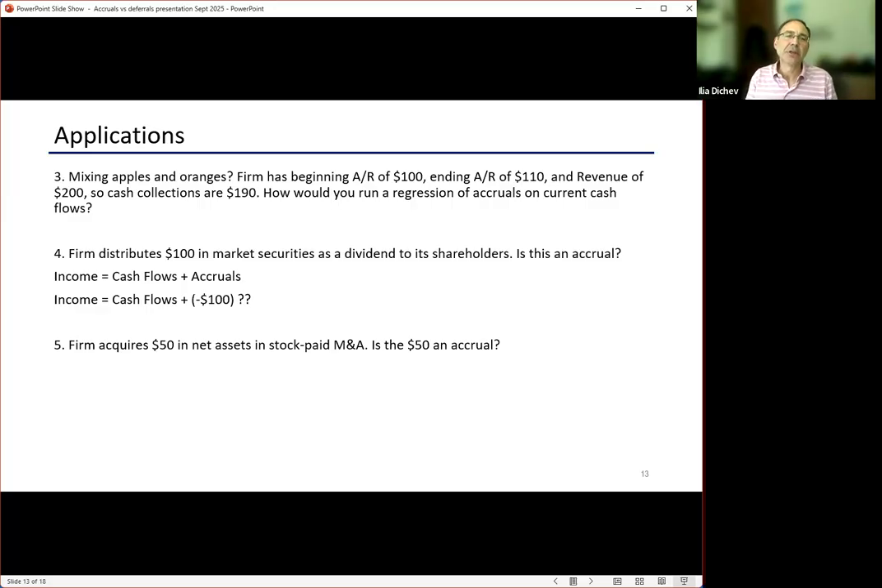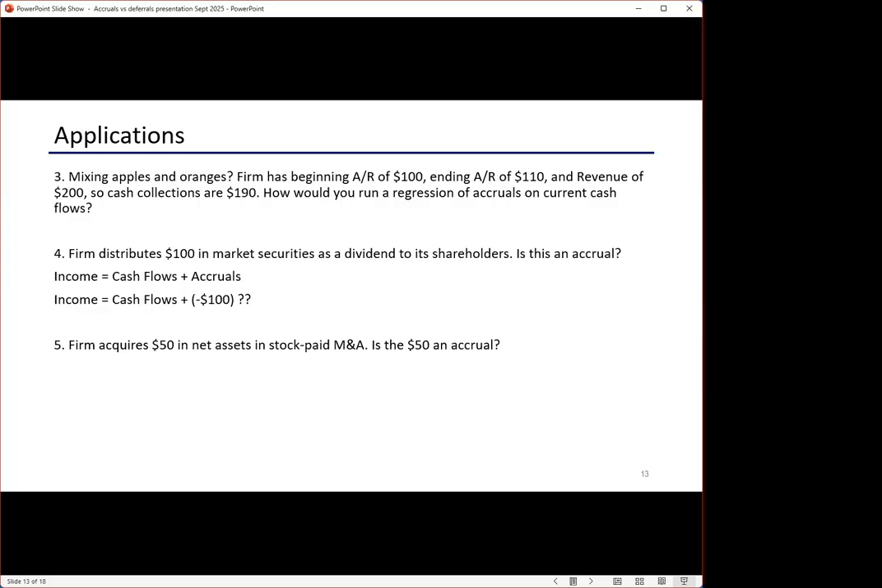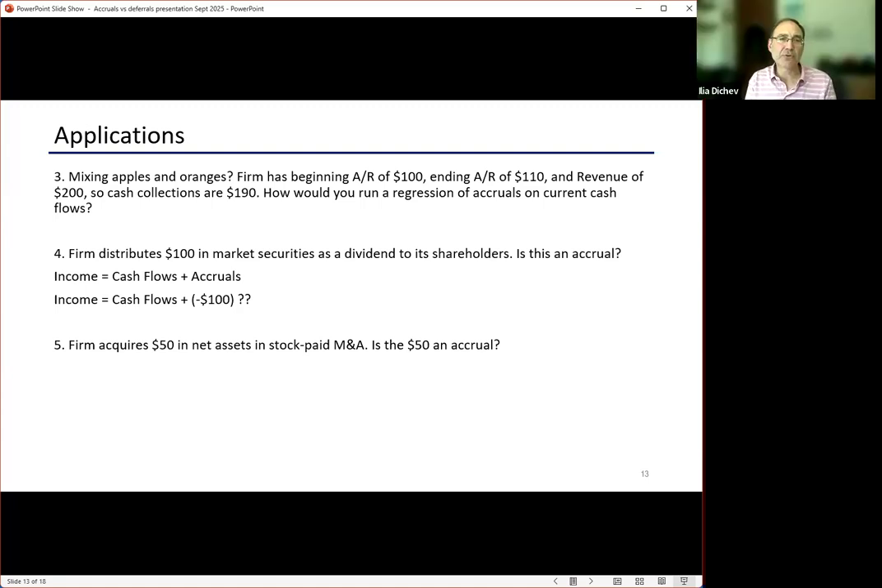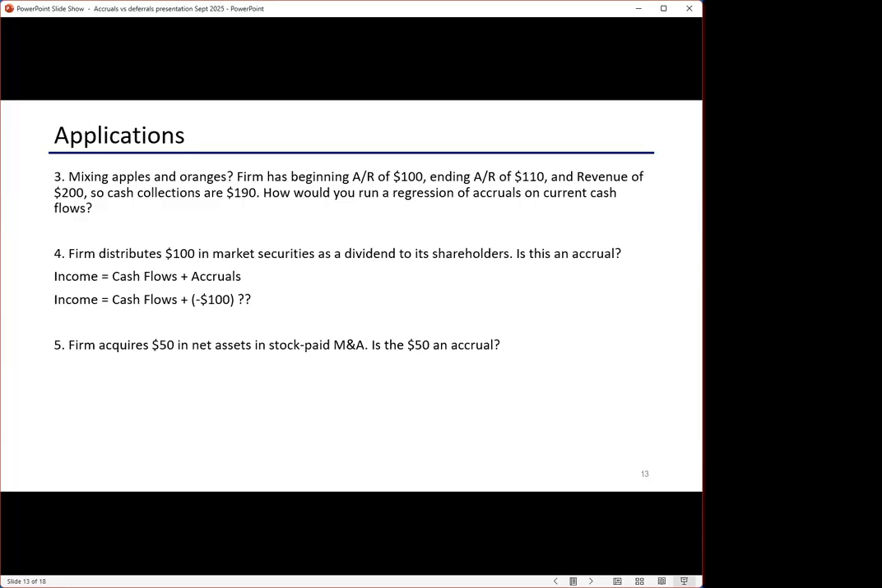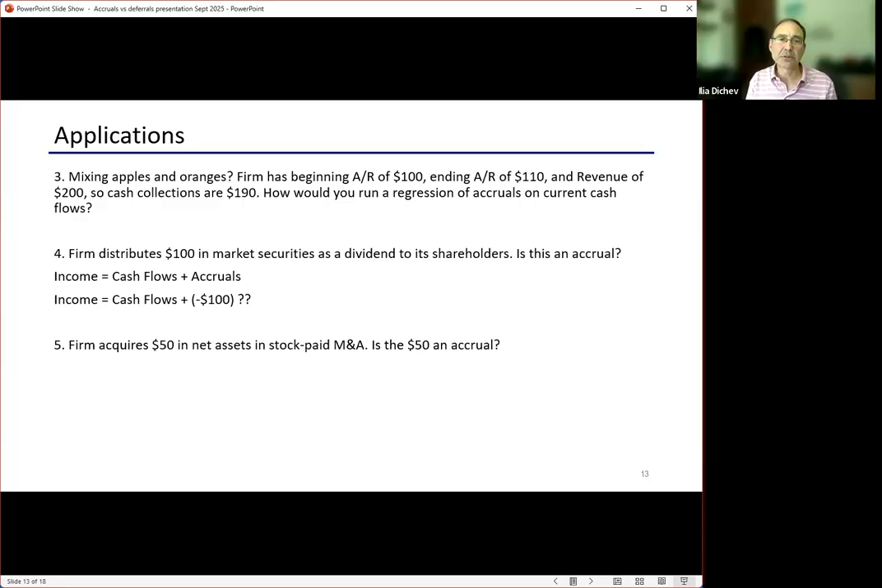See what happens. Okay, how about this one? This is a fun one. A firm distributes $100 in marketable securities as dividend to shareholders. Is this an accrual? Can you say that again? That's what's on the slide, number 4. Oh, yeah, my eyes are poor. I'm sorry. A firm distributes $100 in marketable securities as dividend to its shareholders. Is this an accrual?